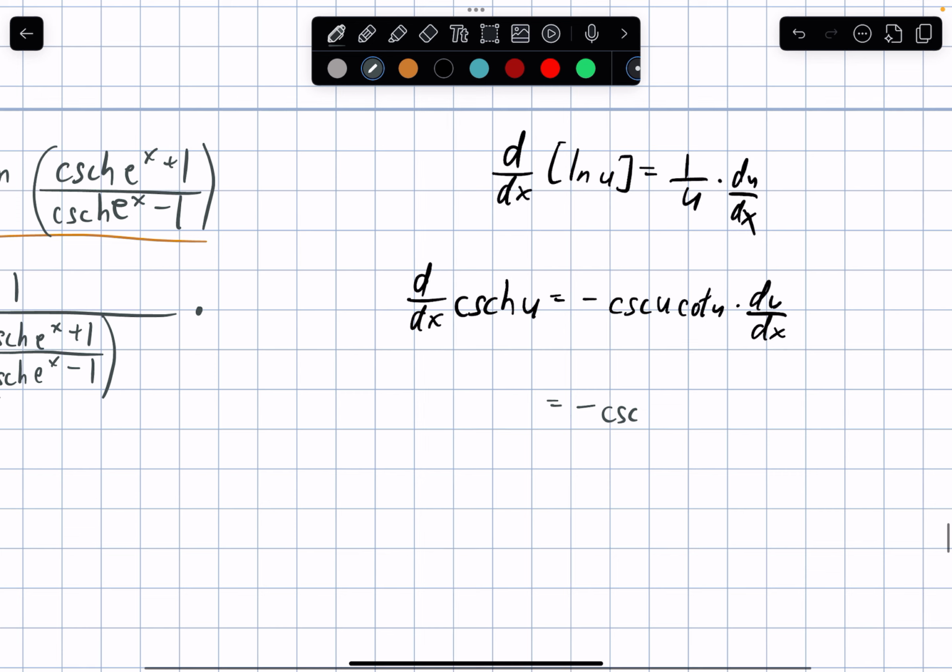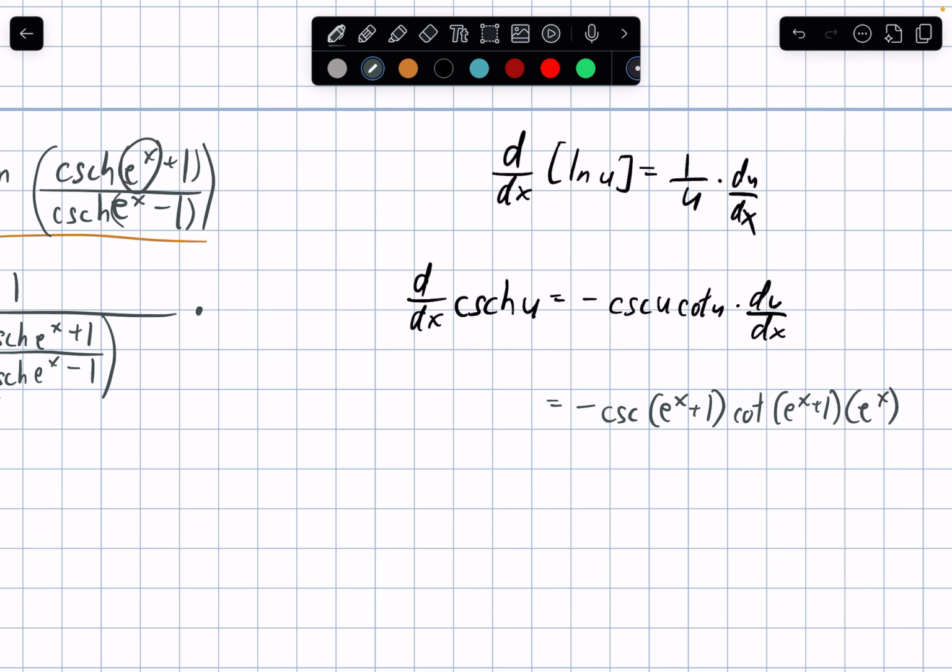What is our u? Okay. We have two u's. One is e raised to x plus 1. How about its derivative? I think its derivative is just e raised to x. This becomes 0. The derivative of e raised to x is still e raised to x. Okay, what's next? That's it. I'm not simplifying anything.